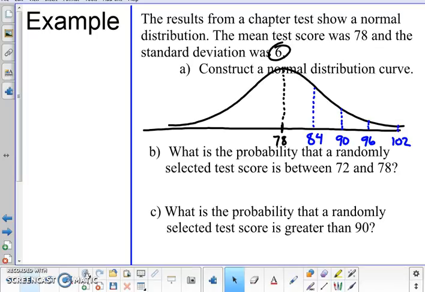We have to do the same thing going the other direction. So these are all the scores above 78. Now we have to do the scores below 78. Instead of adding 6, we're going to subtract 6. So 78 minus 6 gives us 72. Then another standard deviation, 72 minus 6, gives us 66. Another one would be 60. And then finally, we have 54.